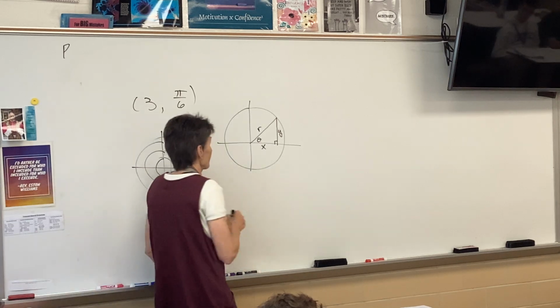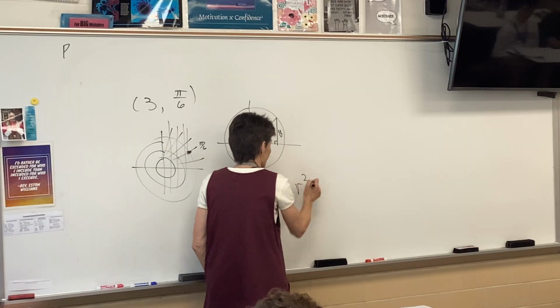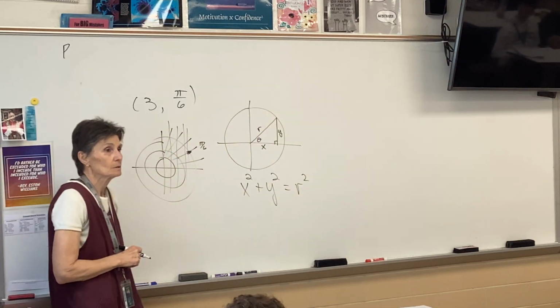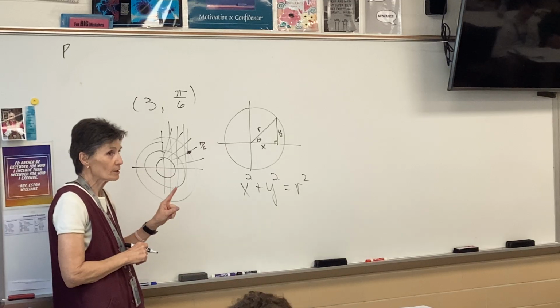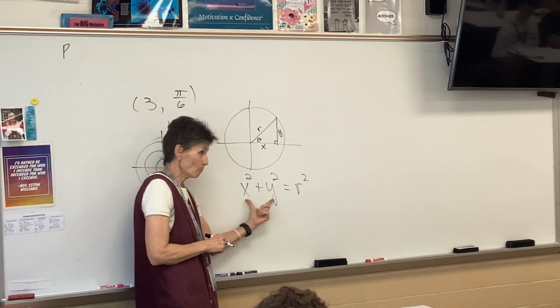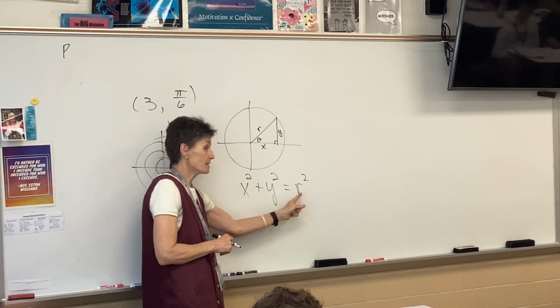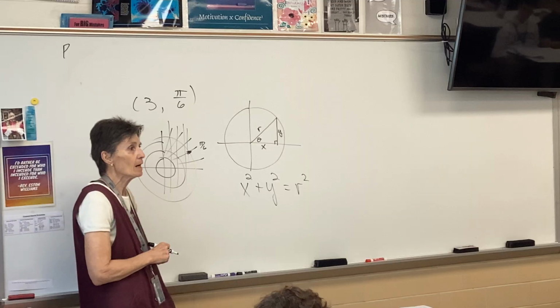x squared plus y squared equals r squared. Absolutely, that's true. So again, what did Charlie just do? He built an equation that has some rectangular and some polar in it. Right? Can you find any more? Can you think of any other equations?